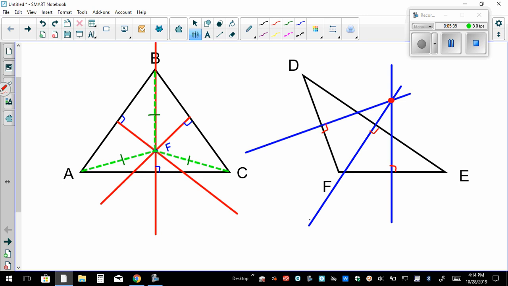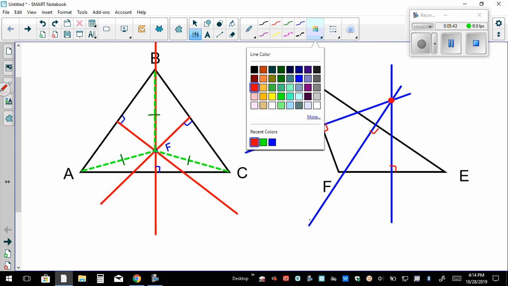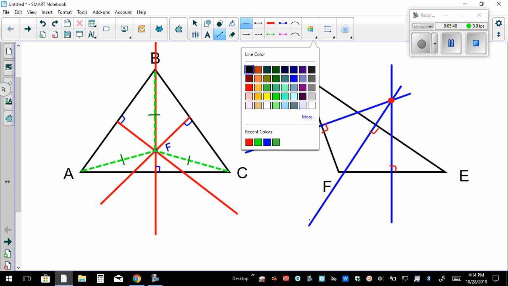Now, here's what you need to note. The same holds true for this circumcenter as it did before.